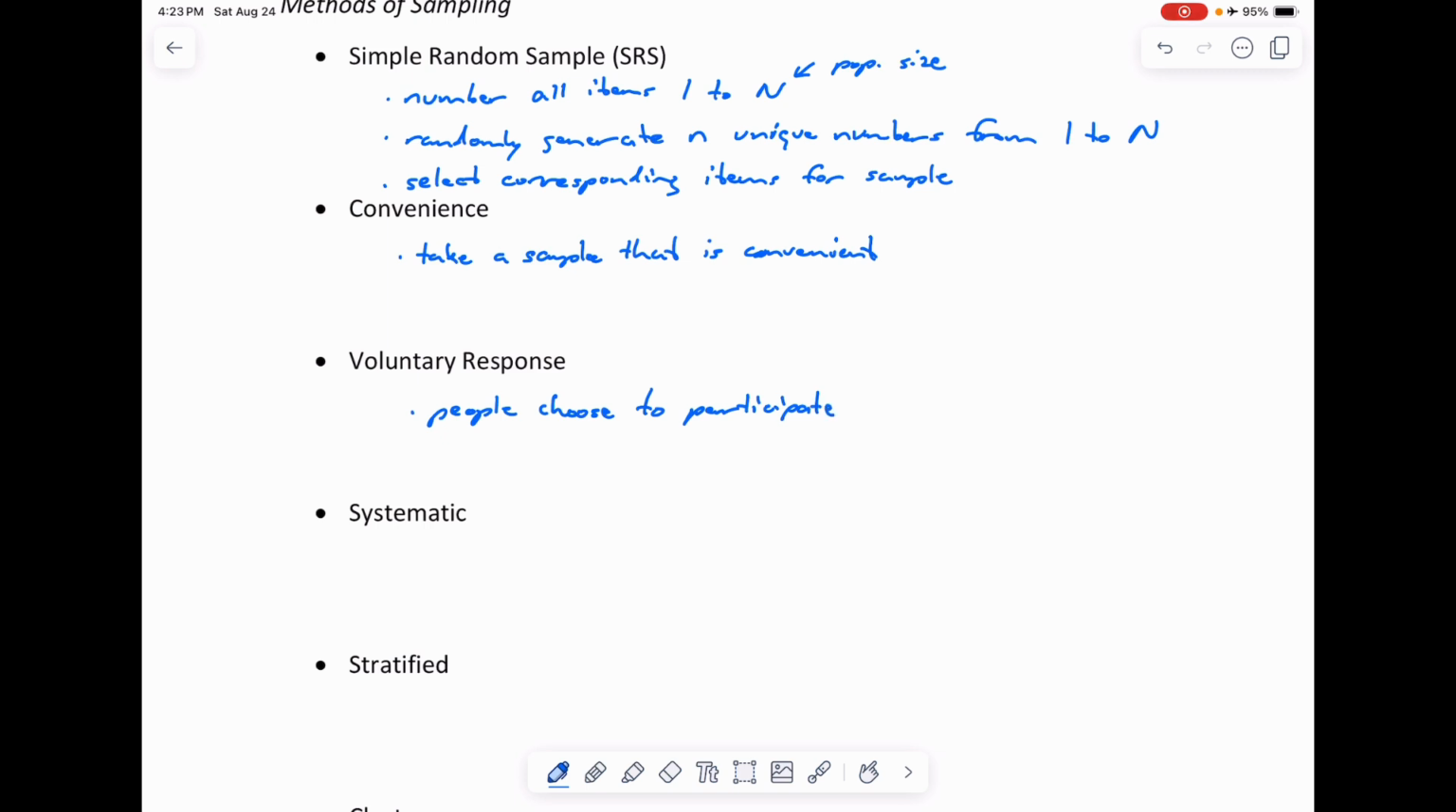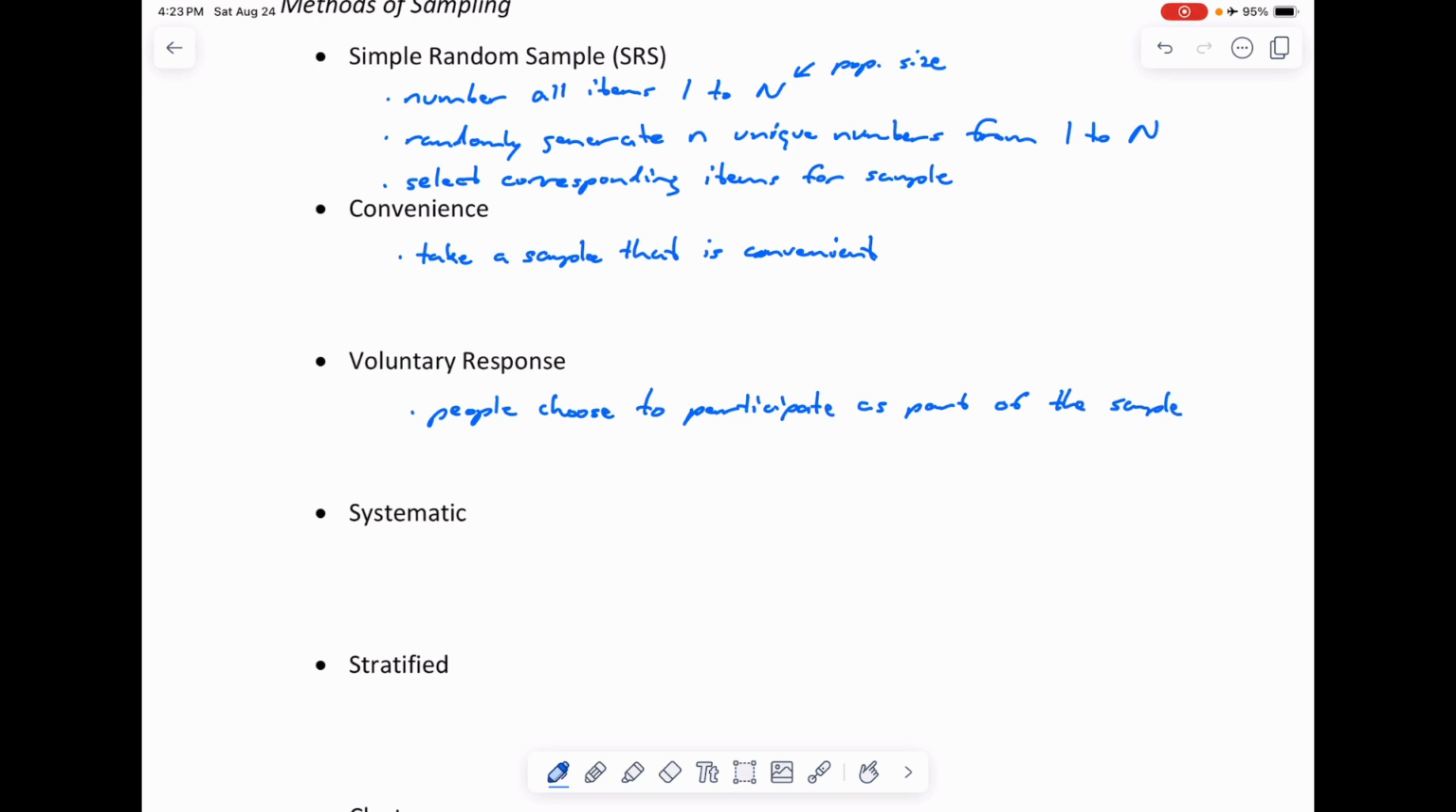And this actually isn't really... let me finish this thought. People choose to participate as part of a sample. This is not really a sampling method. This is more kind of a subset within.